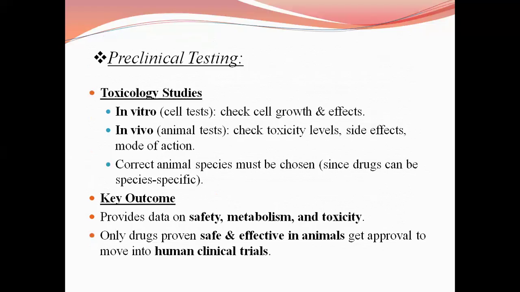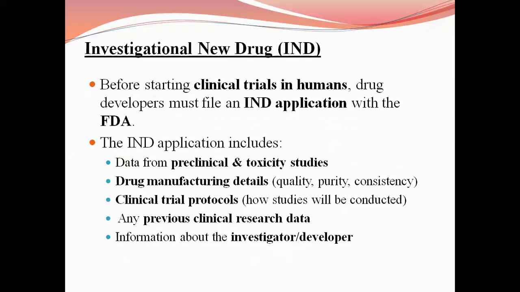In preclinical study, toxicological studies are also performed, जैसे कि in vitro cell tests check cell growth and effect, in vivo animal tests check toxicity level, side effects, mode of action. The correct animal species must be chosen since a drug can be species specific. Key outcome: provide data on safety, metabolism and toxicity. Only drugs proven safe and effective in animals get approval to move into human clinical trials.